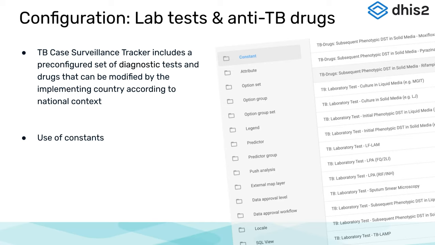So let's say if in 2020 the labs in the country are not using a certain test, let's say LPA, but then they start using it in 2021, it is possible to add that test to the data entry form with just one click, rather than creating sets of metadata and indicators from scratch. The same applies to removing certain parts of the forms or hiding them without actually having to delete the metadata. This process is documented in the installation guide, which is located on the DHIS2 website.